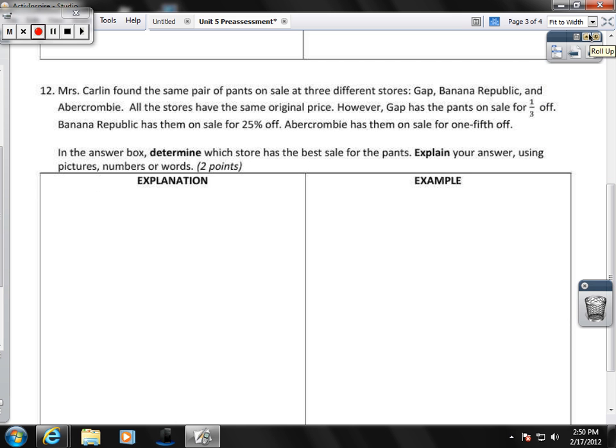Now let's take a look at the next problem. We've done one like this before. Miss Carlin found the same pair of pants on sale at 3 different stores. Gap, Banana Republic, never been there before, and Abercrombie. And I don't shop there either, but that's okay. All the stores have the same original price.